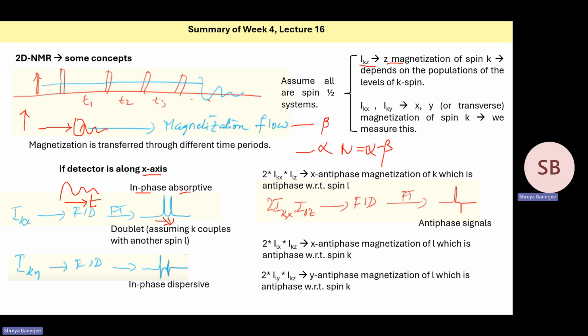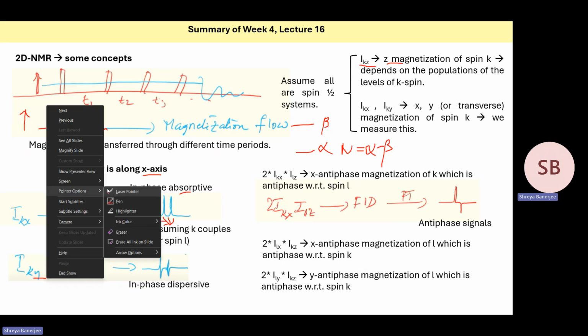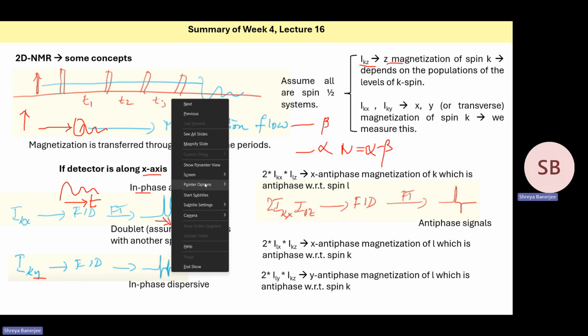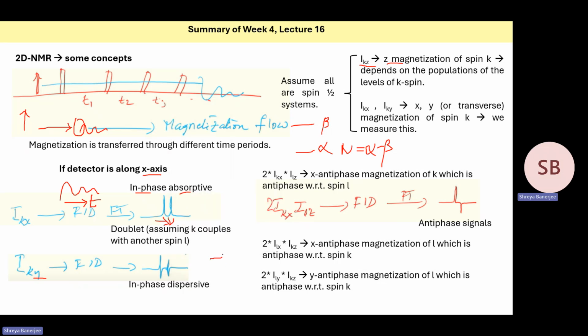But if the detector is along X, how will the signal along Y appear? After you collect the FID and do the Fourier transform, it will appear as a dispersive signal. If you remember, dispersive signals have both positive and negative components. We are calling it in-phase dispersive because the order is the same: positive, negative, again positive, negative. So the order is the same, so it is in-phase dispersive.